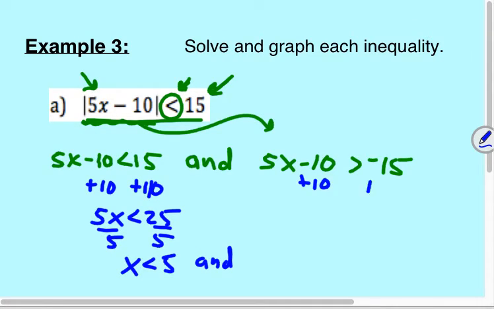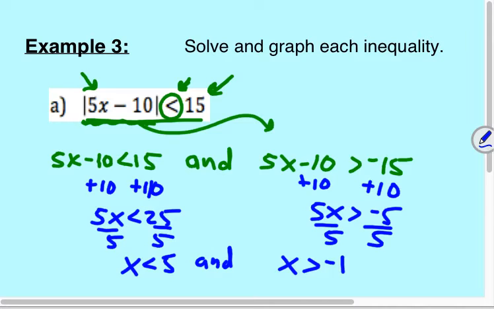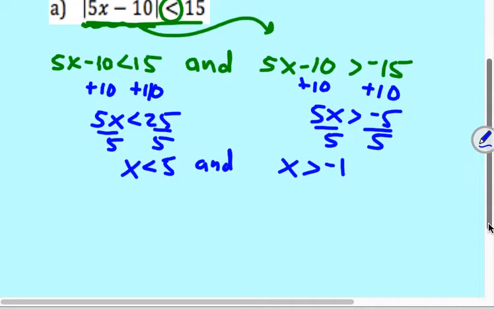Adding 10 to both sides here, I get 5x is greater than negative 5. Divide both sides by 5. Now, there's a negative involved here, but I don't have to flip my symbol because I'm dividing by a positive 5, not a negative 5. So I end up with x is greater than negative 1.